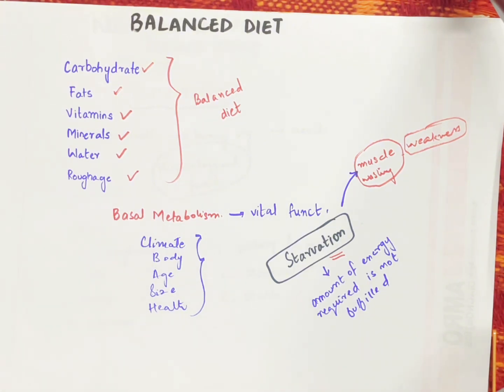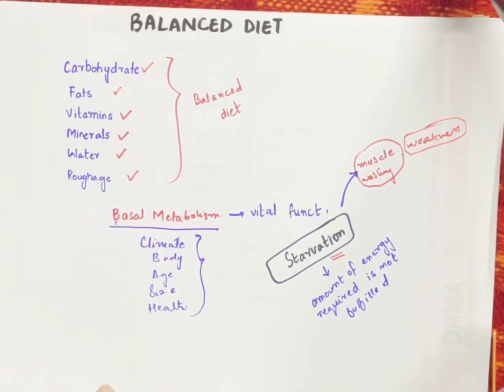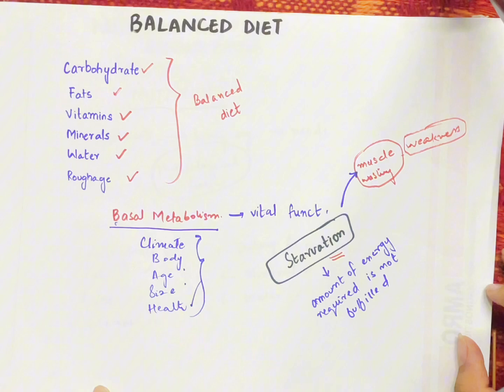The purpose of a balanced diet is that it forms the basal metabolism. Metabolism is the working of your body, that is, the catabolic and anabolic reactions that are taking place in your body. It depends on major factors such as climate, body, age, size, and health, and the basal metabolism differs from one body to another.